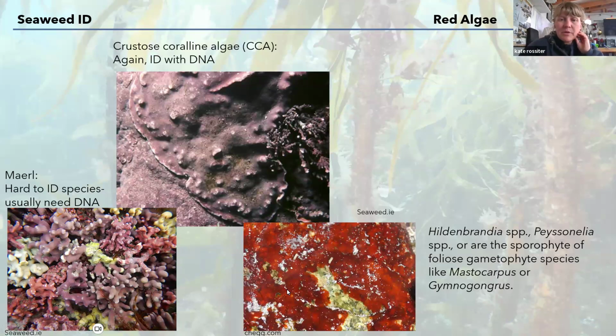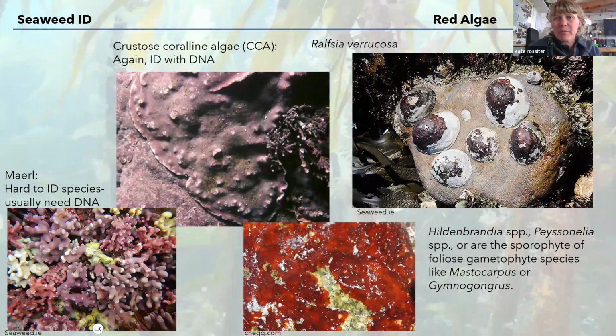And then here's an example of our fleshy crustose algae. So there's a few different genera that are common, Hildenbrandia or Peyssonnelia. It's very hard to identify to the actual species level, but some of these crusts can also be the sporophyte stage of the foliose gametophyte species like Mastocarpus or Gymnogongrus. So some species that have a heteromorphic life cycle actually might look like a Hildenbrandia or a Peyssonnelia.